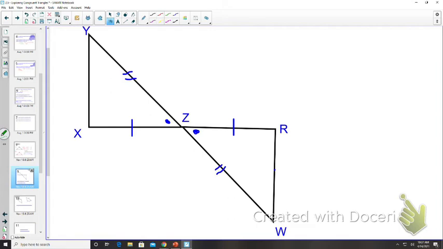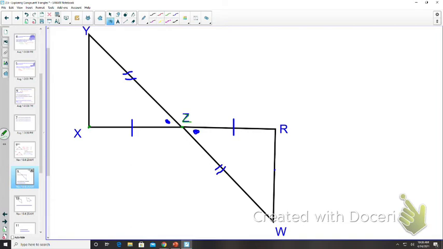Okay, and just be careful, right? Because X to Z is the line segment right here, and then here goes Z to R. What does that straight line up mean? That means that line segments XZ and ZR are the same length, okay? It doesn't have to be perfect as long as we have our symbols out there, right?